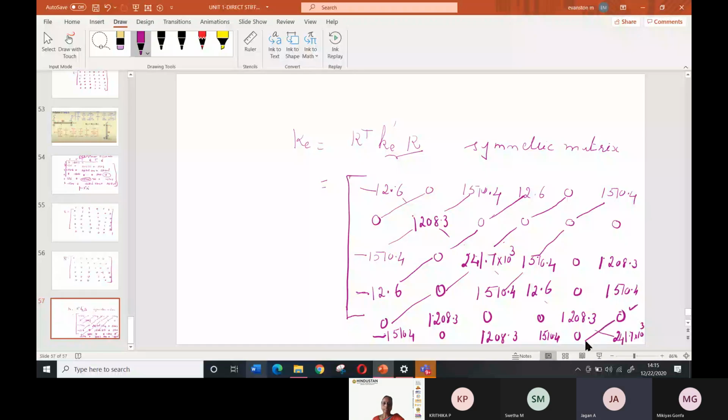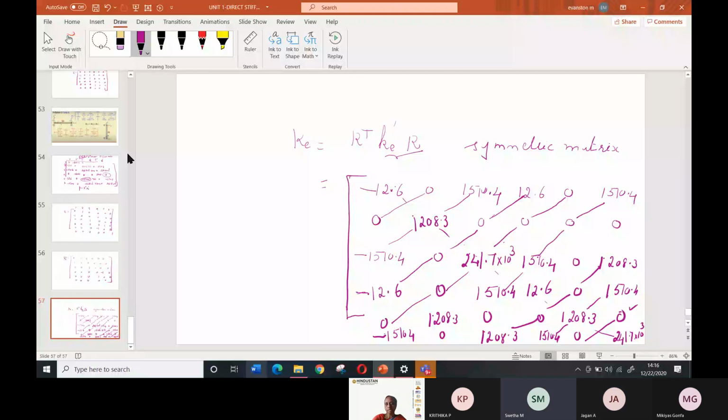Ma'am, this is the sixth row, third column. What is the value? 120.83 into 10 to the power of 3. How come? Because you told this is symmetrical, so this value is also 10 to the power 3. Third row, sixth column also, ma'am. 120.83 into 10 to the power of 3.